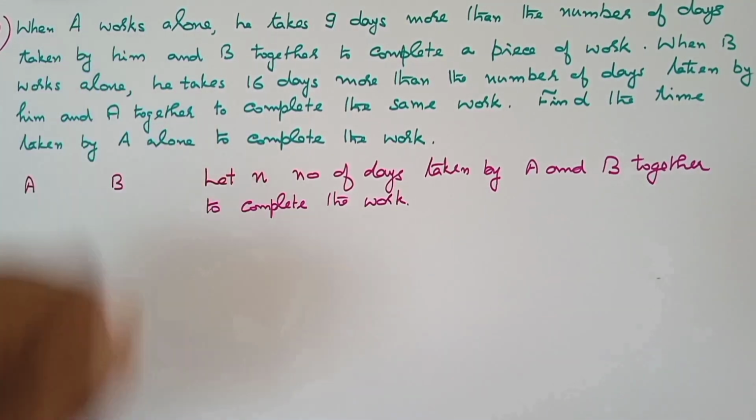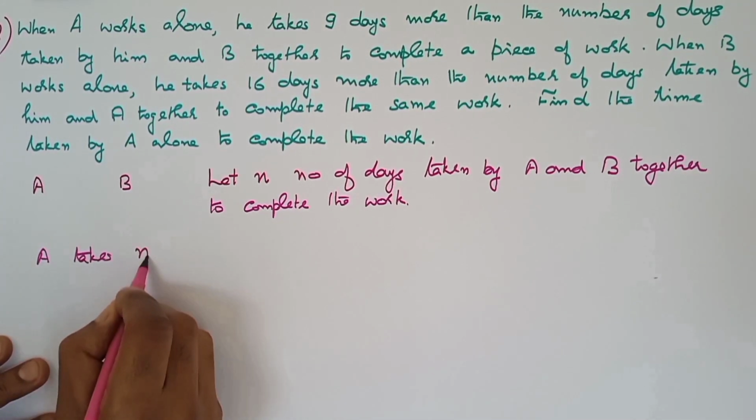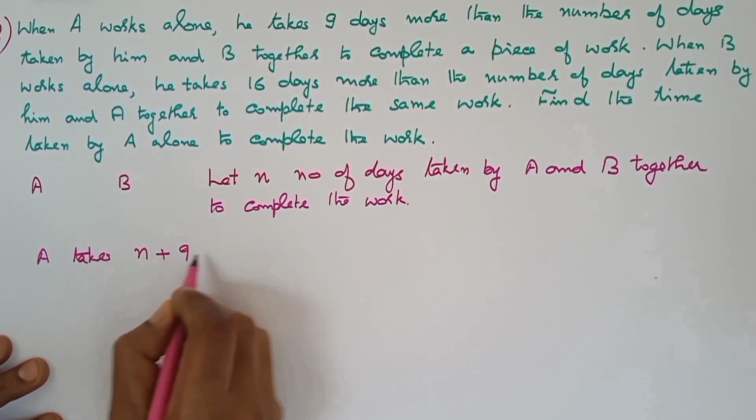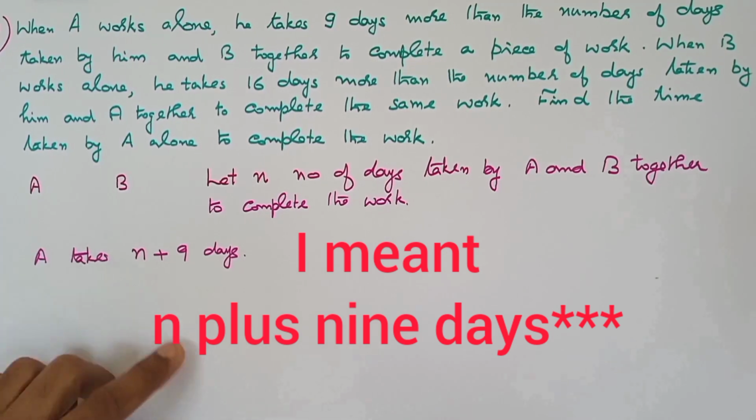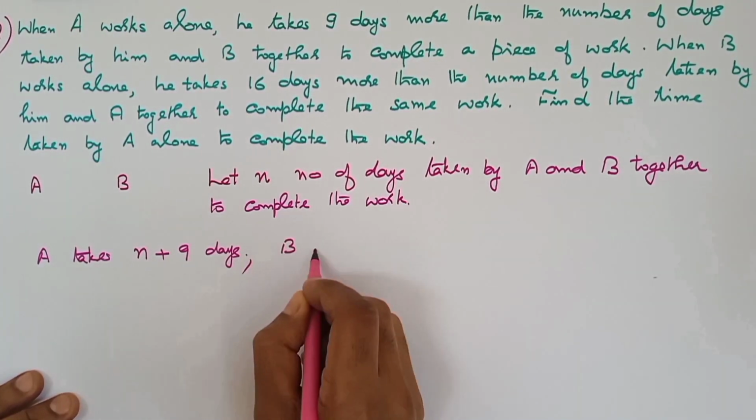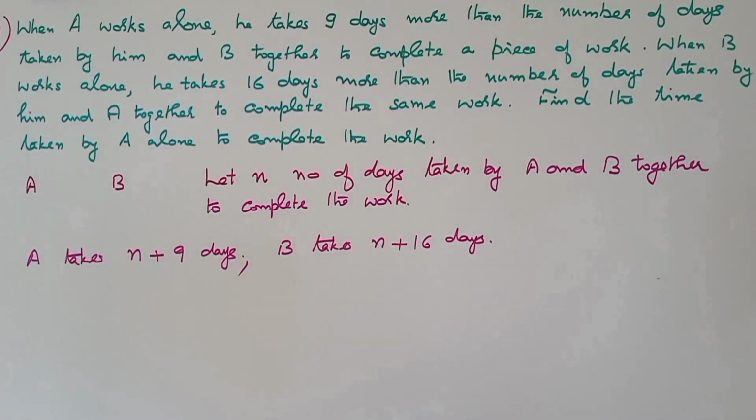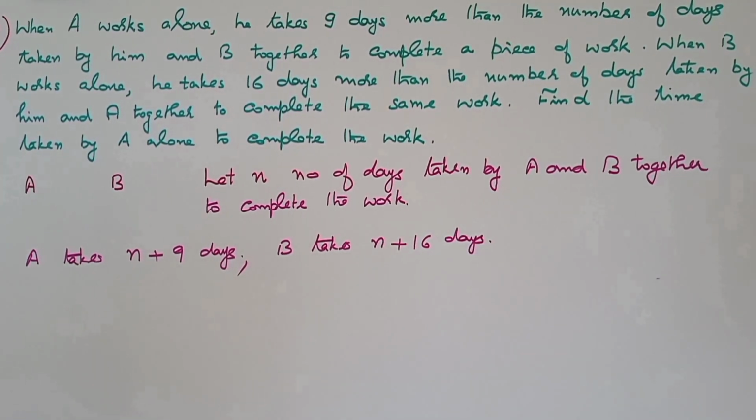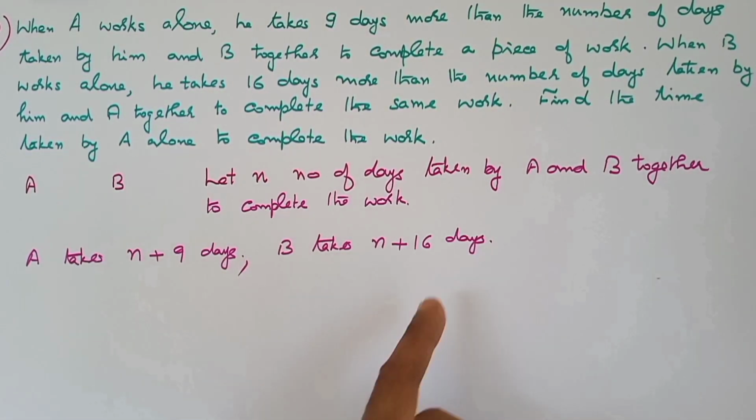Using this assumption, we can say that A takes N plus 9 days to finish the work alone. Similarly, B takes N plus 16 days. Okay, so we got the number of days taken by A and B to finish the work alone in terms of N, which is the number of days taken by them together to complete the work.